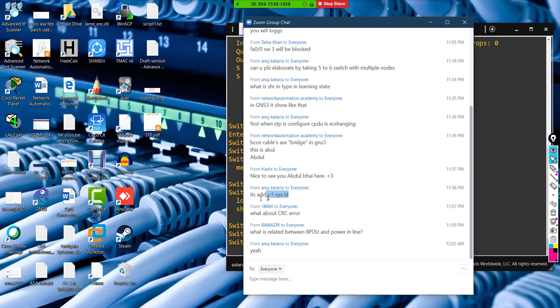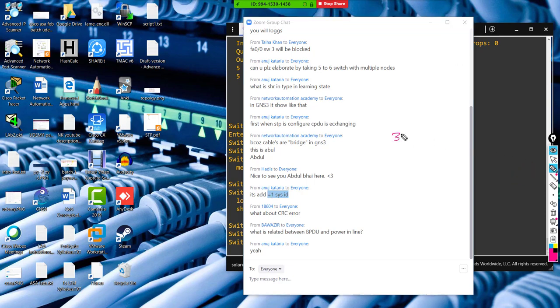Regarding the system extension ID, it's the adding of that VLAN number. In my case, it was VLAN 1. So that was getting added to the priority value. That is why it became 32769. By default, it's 32768. But since I added 1 because of that system extended ID, it added up.